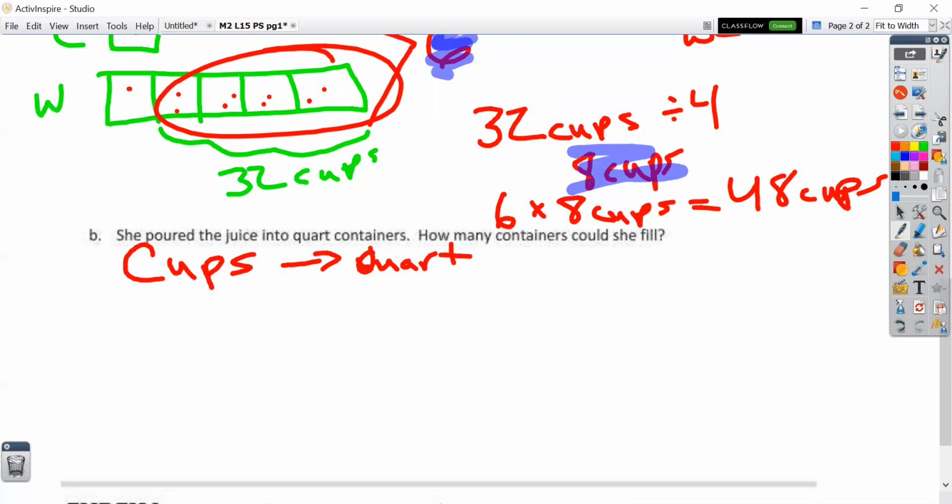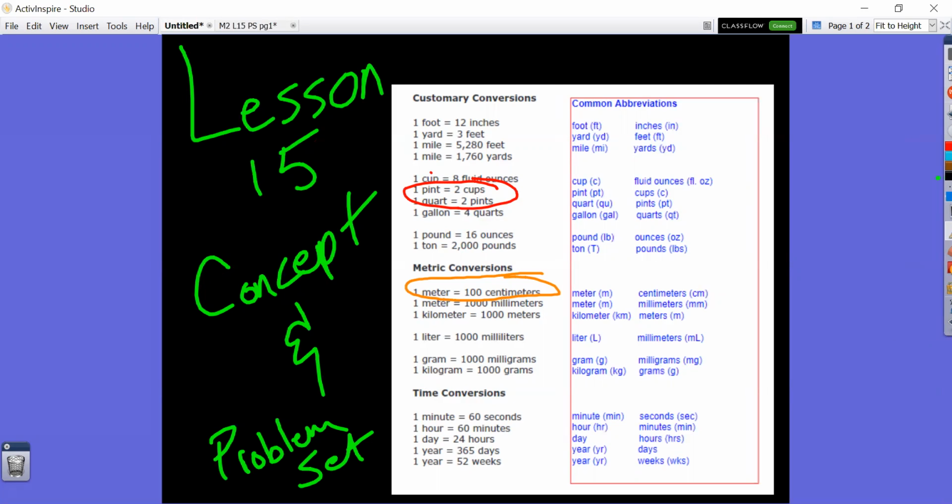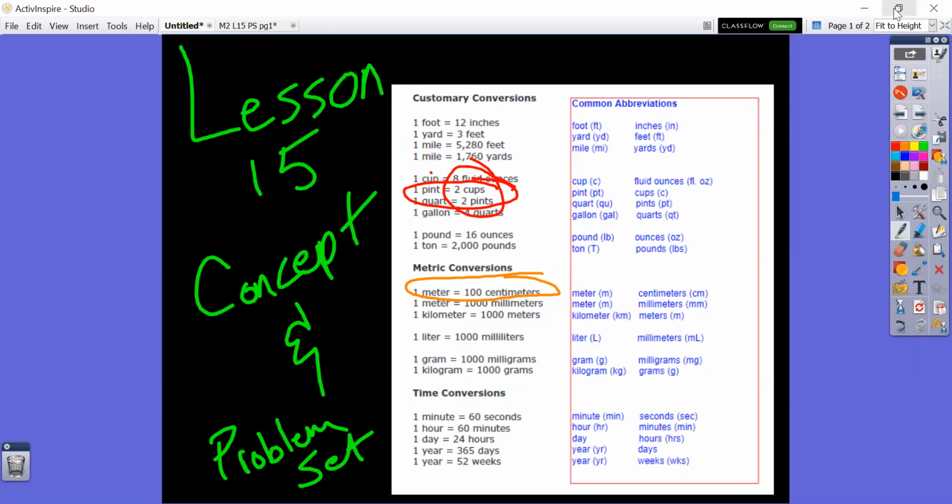Oops, a bad Q. Come on, Q. There it is. It's bad anyways. But anyways, let's go to the reference sheet. Cups to quarts. Cups to quarts. I see cups. 2 cups per pint. But then there's 2 pints per quart. So if we just multiply 2 cups by 2 pints, we'll have our answer. There's going to be 4 cups for every quart.